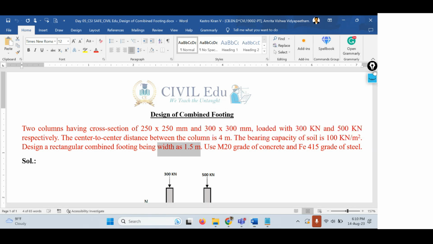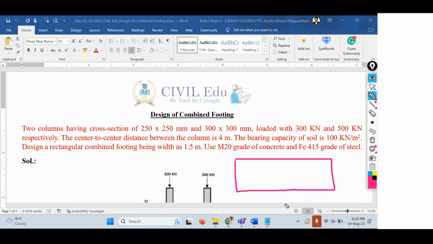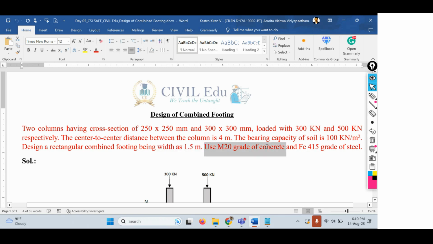So what is meant by width of the footing? Width of the footing is nothing but, suppose, let's say this is your plan view. The length of the footing can be as much as you want, but the width of the footing, that is the B value, is limited to 1.5 meters. That's the limitation that they have provided. And the grade of concrete is M20 and the grade of steel is Fe415.